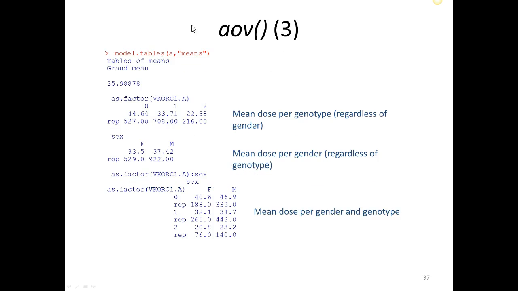And if we look at this model.tables A, and then the means for this two-way ANOVA, we get this result, the grand mean, and then we get the results of CYP2C9 as factors and how many patients we have in each group. We can see on the gender here, and how many females we have and how many males. And then we also get this interaction term where you could see that the mean dose of warfarin in females with 0 mutations is 40.6, and with male is 46.9, and so on.